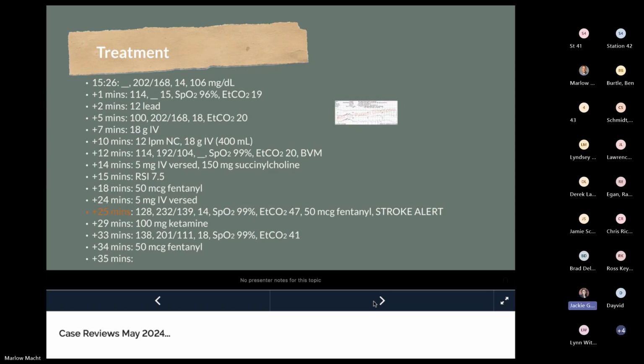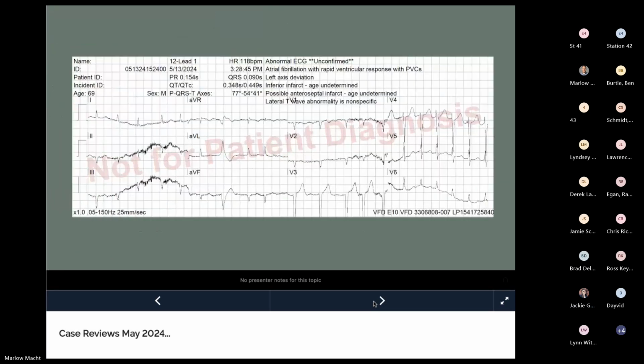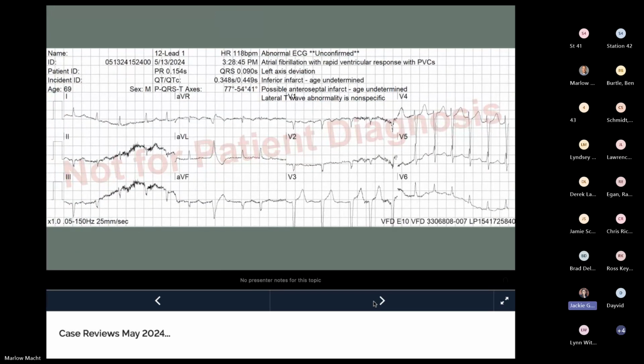So they get the call at 15:26. At 1 minute, they repeat vital signs, noting that his heart rate's 114, respirations of 15, and SpO2 of 96% with an end tidal of 19. At 2 minutes, they get a 12 lead. There's a little bit of artifact in here, but it looks narrow, tachycardic with some evidence of ectopy, overall normal axis, and the intervals appear to be normal, and I don't see any ST elevation.